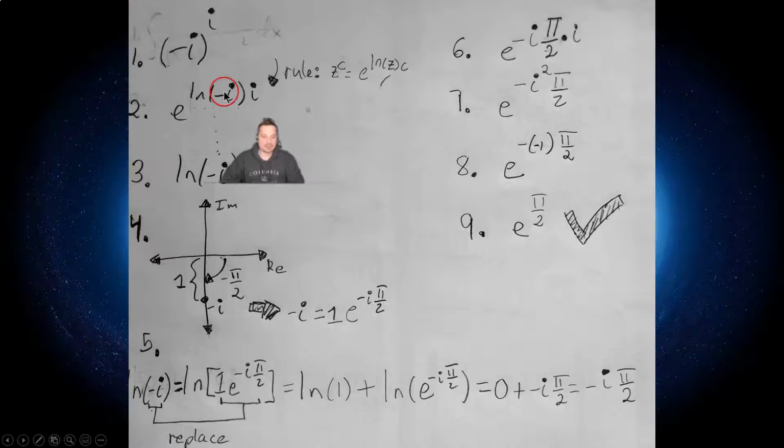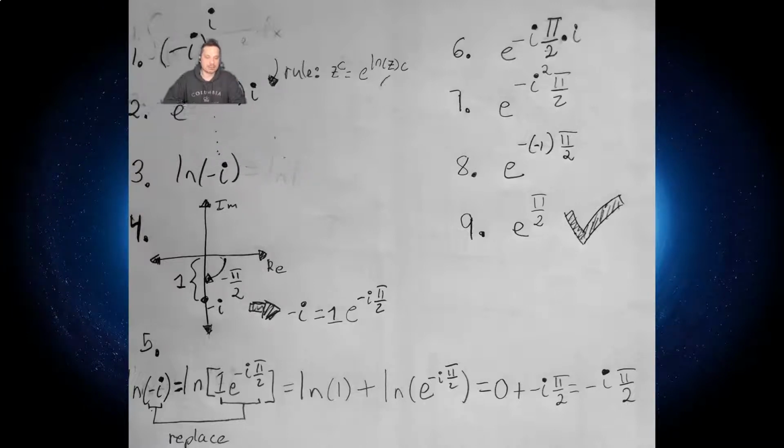Hello friends, in this one I'm going to show you how to find the value of negative i raised to the positive i. So the first stage is to rewrite this negative i to the positive i as e to the ln of negative i times i.